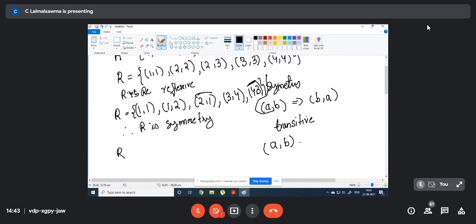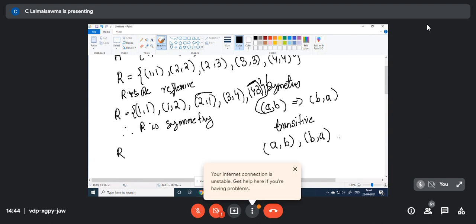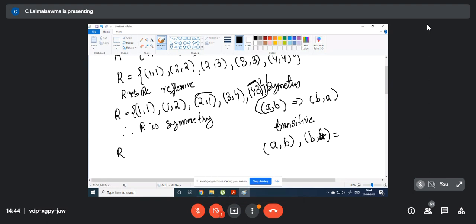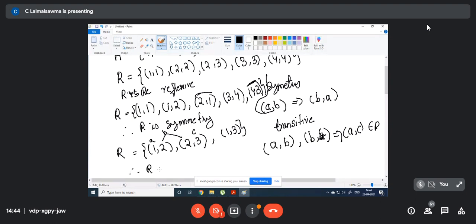So now transitive means if AB and BC are in the relation, then AC has to be present in the relation. For example, if there is 1 2 and 2 3, then for transitive, this is A, this is B, this is C. For transitivity, if 1 3 is present, then it is transitive. If 1 3 is not present, it is not transitive. Here 1 3 is present, therefore R is transitive.